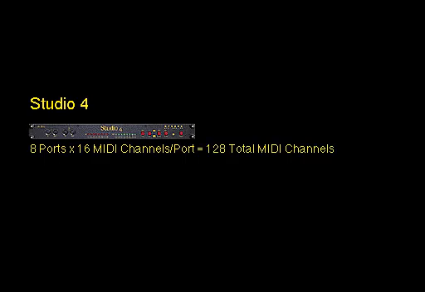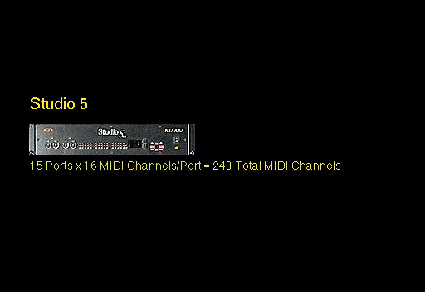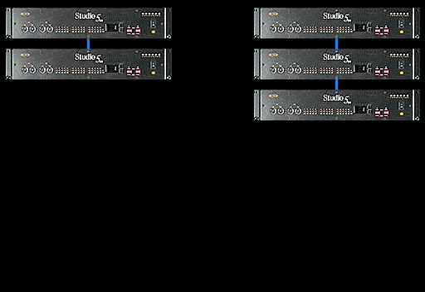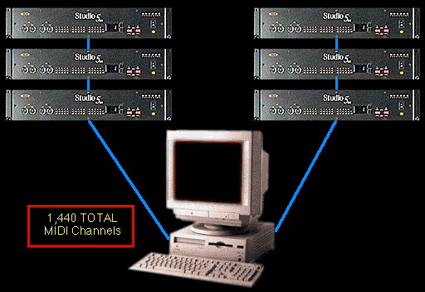Since the Studio 4 has 8 pairs of MIDI ports, it supports 128 MIDI channels, the equivalent of a 128-piece orchestra. A Studio 5 has 15 pairs of MIDI ports, so it supports 240 MIDI channels. You can network multi-port interfaces together. So, for example, you can network 6 Studio 5s for a total of 1,440 separate MIDI channels.